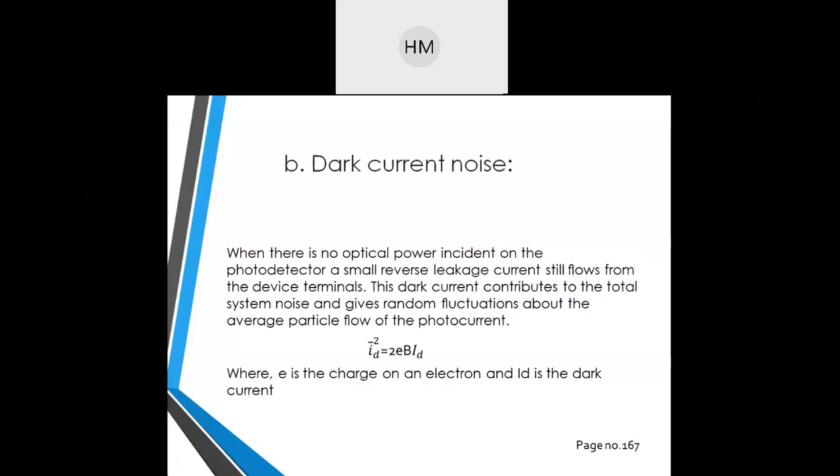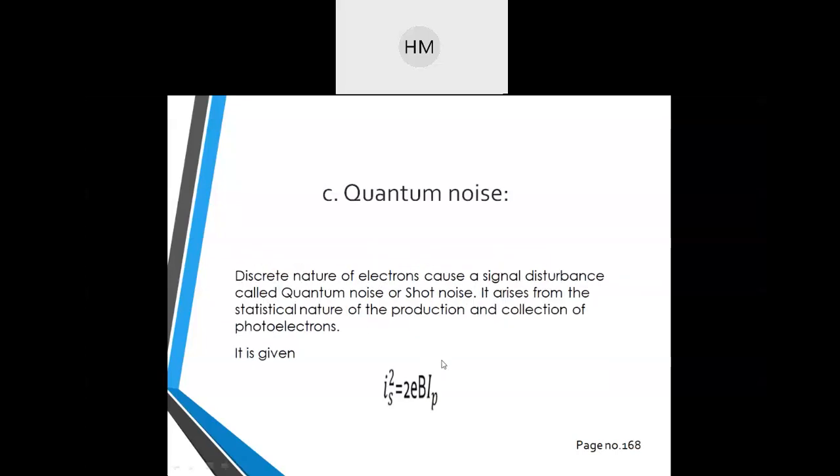This dark current exists when we haven't connected any kind of power supply to it, but a small reverse leakage current flows through the device. When there is no optical power incident, then only some amount of current flows through the device. That is known as the dark current noise, given by this value 2eBID.